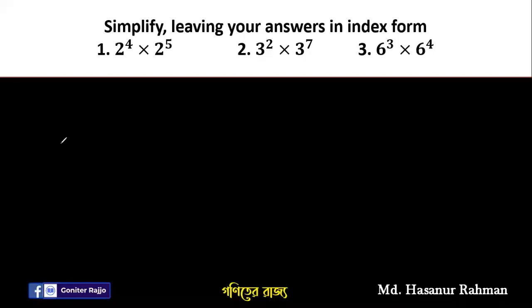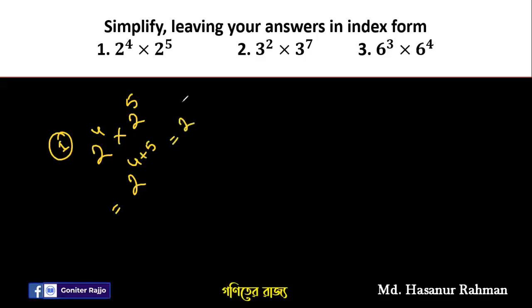Look, number 1 says 2 to the power 4 multiplied by 2 to the power 5. Here 2 is called the base and 4 is called the power or index. When you see the bases are the same and there is a multiplication sign, then you can add the powers. So 2 to the power 4 plus 5, that will be 2 to the power 9. So why does this happen?